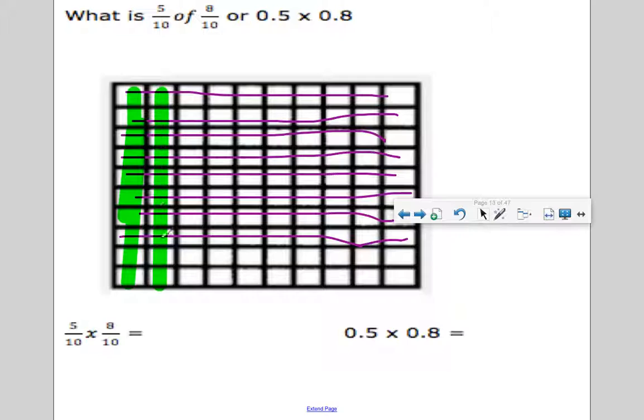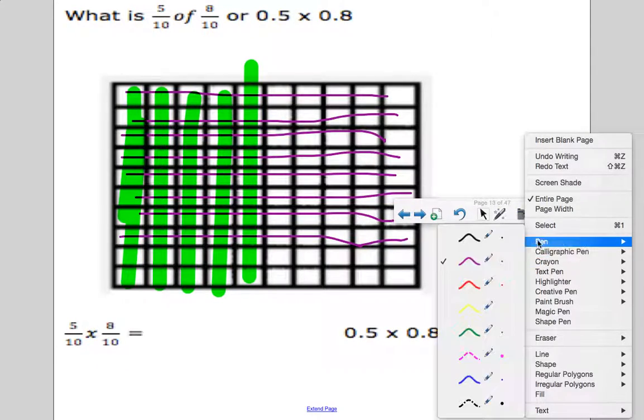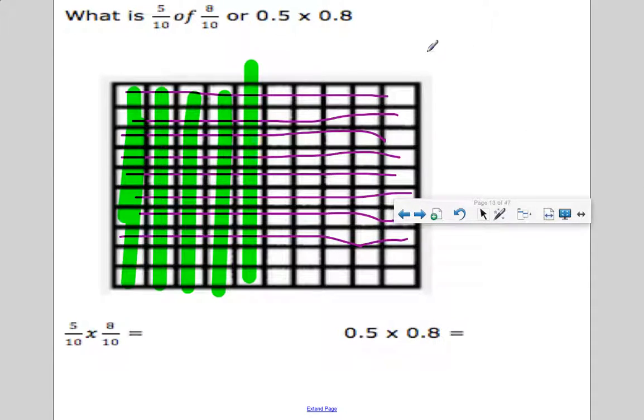Half, or 5/10: 1/10, 2/10, 3/10, 4/10, and 5/10. So how many are shaded not once but twice? As you can tell, 40 of them. 40 of the 100 are shaded twice.